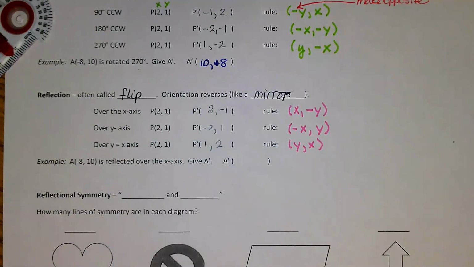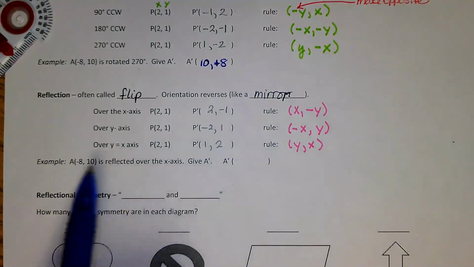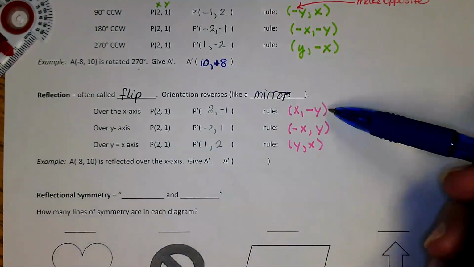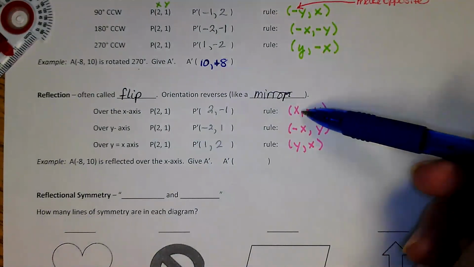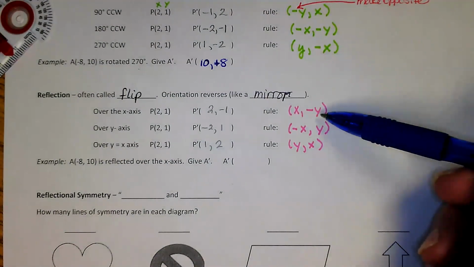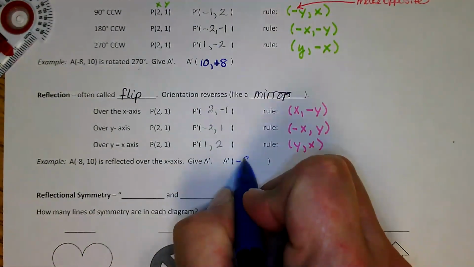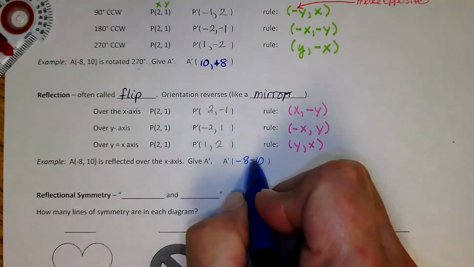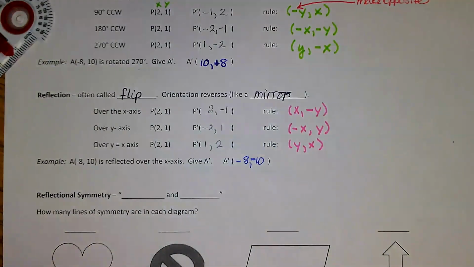All right, let's give it a shot here. We have the same point we had, but it's reflected over the x-axis. I'm using this rule. All right, they stay in the same location. I'm going to have -8, 10, but I need to change the sign of the y. There we go. -8, -10 is the new place.